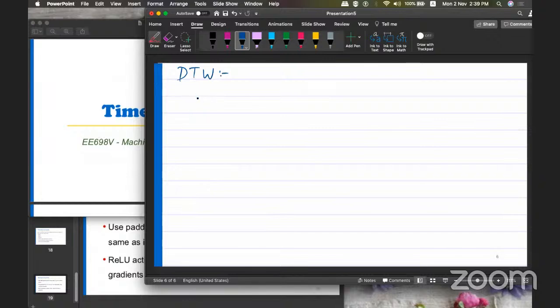Okay, now coming to dynamic time warping. This is a very interesting area. I'll give you some examples to understand. Let us say I give you two strings. One string is, for example, presentation.